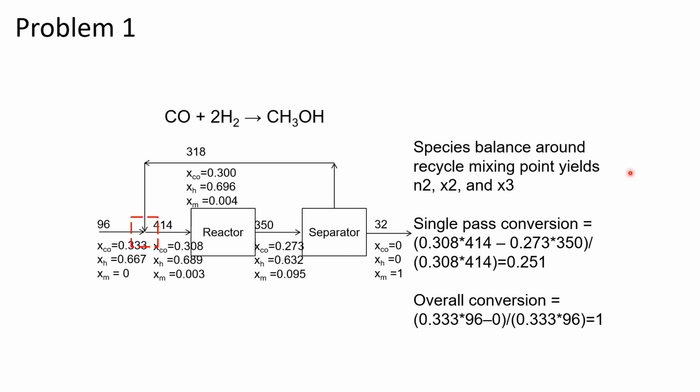If you do solve those mass balances, I'm not going to reproduce them here, what you find is that the sum of these two flow rates gives a flow rate going into the reactor of 414. You can calculate the composition of CO going in as 0.308. So if we substitute those numbers into our single pass conversion calculation, we find the single pass conversion is 0.25. So about 25% of the CO that enters into the reactor is converted. What does not react gets removed in the separator and gets recycled back. If you have questions about this, please ask in class.